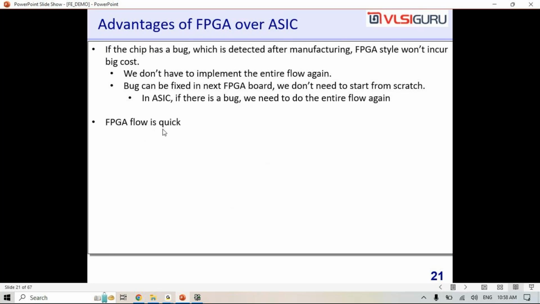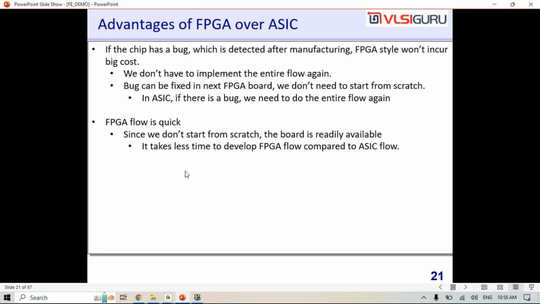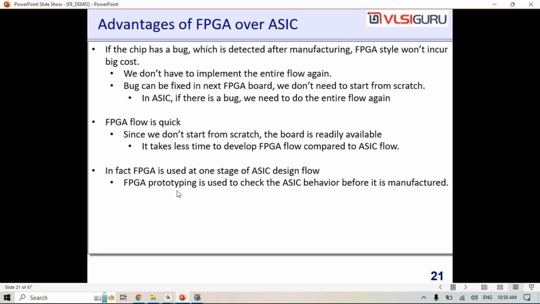Second, the FPGA flow is quick. It gets over quickly, right? Because you already have the board available, you don't have to do everything from scratch. So the flow will be quick. Since we don't start from scratch, it takes less time to develop an FPGA flow compared to an ASIC flow. In fact, FPGA is used at one stage of the ASIC design flow. Next, FPGA prototyping is used to check ASIC behavior before it is manufactured.